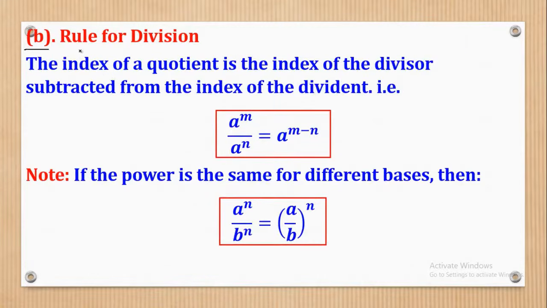Then the second rule is the rule for division. The index of a quotient. Now quotient is another word to mean division. So the index of a quotient is the index of the divisor subtracted from the index of the dividend. Now dividend is the one in the numerator and divisor is the one in the denominator. Therefore, the index of the divisor is this n, and the index of the dividend is this m. So this n is subtracted from this m. That is the rule for division, as long as the base is the same but the powers are different. Because it's division, that is why here you see subtraction.